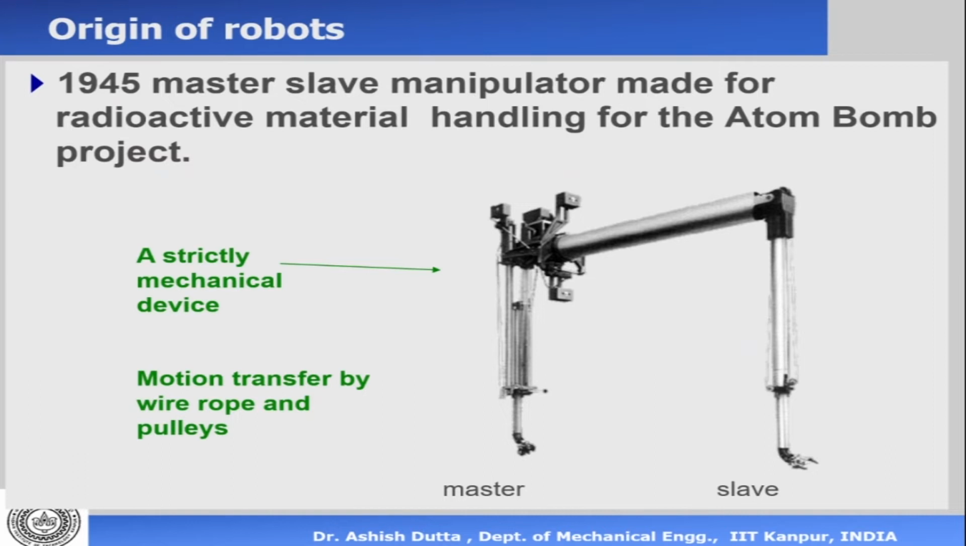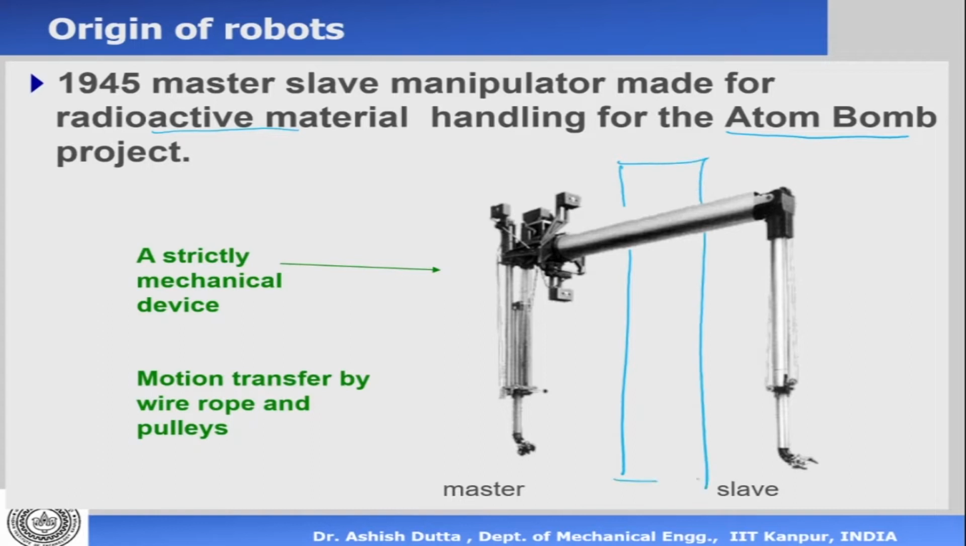In 1945, during the Second World War, they were making the atom bomb, and in the atom bomb project they had to handle radioactive material like uranium and plutonium, where human beings could not go near because of radiation. So they made this mechanical device called a master-slave manipulator. How it works is you have a master arm and a slave arm, and they are both identical. And in between there is very heavy shielding.